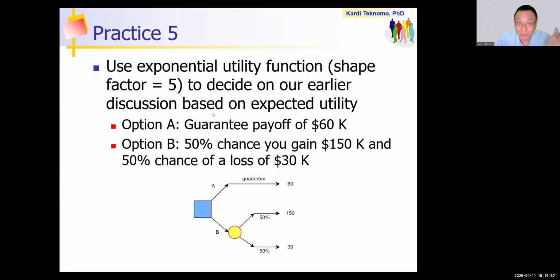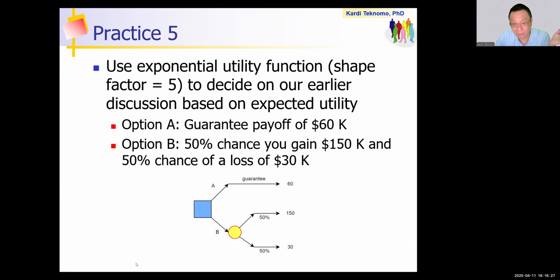Now you use the exponential utility function for risk averse. I give you the risk tolerance value R equal to 5, and I want you to practice choosing between two choices. Option A is a guaranteed payoff of 60, and option B is a 50% chance you get 150 and a 50% chance you lose.